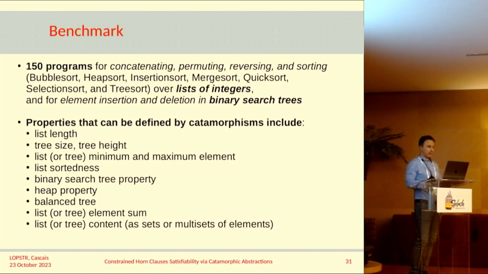That's unknown. And the benchmark consists of 150 programs for concatenating, permuting, reversing, and sorting lists of integers. For sorting, we use different algorithms: bubble sort, heap sort, insertion sort, merge sort, quick sort, selection sort, and tree sort. And also element insertion and deletion in binary search trees. The properties that can be defined by using catamorphisms include the length of the list, tree size, tree height, minimum and maximum element of a list or a tree, sortedness of a list, binary search tree property, heap property, balanced tree, sum of elements of a list or a tree, or content of a list as a set or multiset of elements.